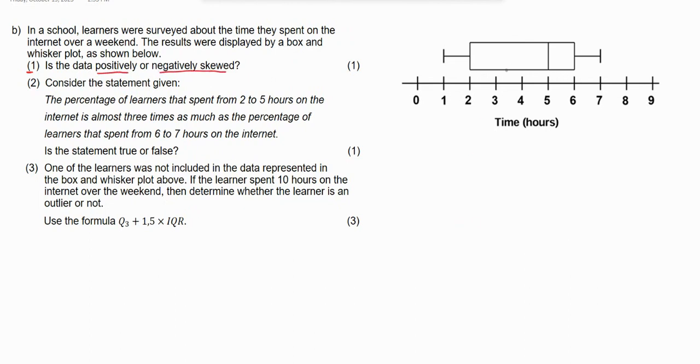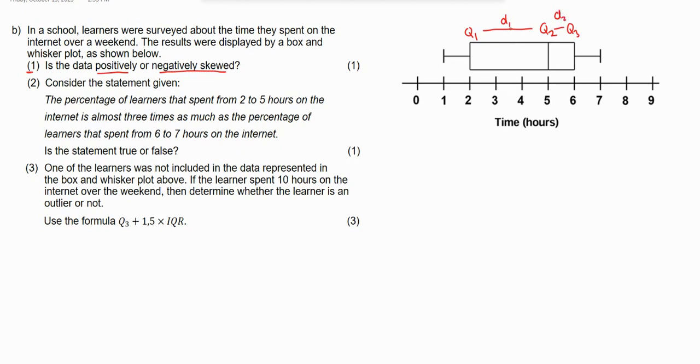So we check the box and whisker. How do we tell the data is positively or negatively skewed? We can use our values for Q1, Q2, and Q3. So now we check the difference between Q2 and Q1. Let's call it difference 1. And then we check the difference between Q2 and Q3. Let's call it difference 2.